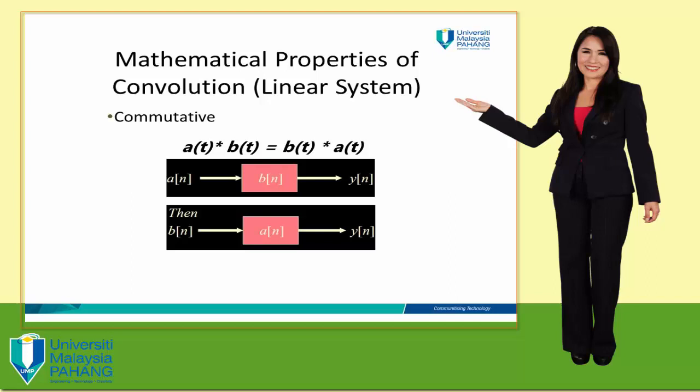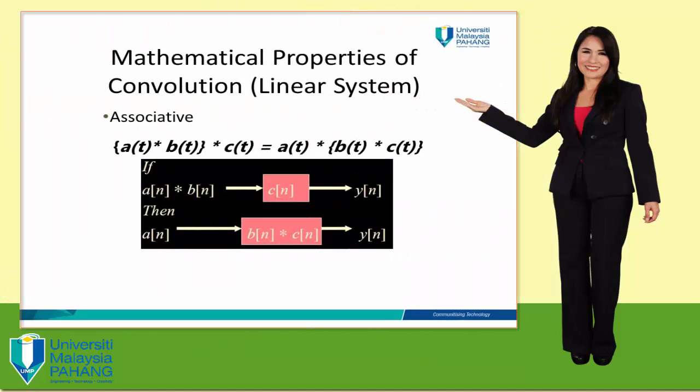In the commutative property, if you convolve signal A(t) with signal B(t), the result is the same as if you convolve signal B(t) with signal A(t). While in the associative property, if you have three different signals and you want to convolve all of them, the process can start by convolving signal A(t) with signal B(t), then convolving the result with signal C(t). Or you can convolve signal B(t) with signal C(t) first, and after that convolve the result with signal A(t).